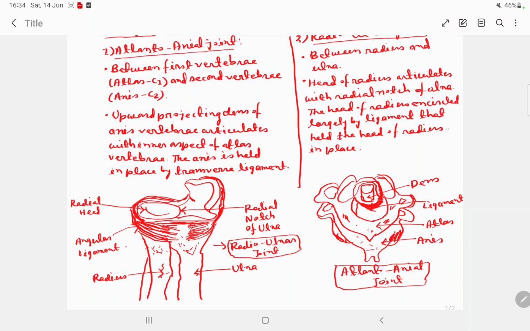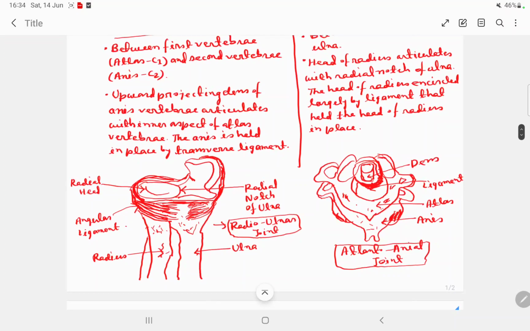The head of the radius is encircled largely by a ligament, which is known as the angular ligament. This is the transverse ligament and this is the angular ligament. The angular ligament holds the head of the radius, that is this portion, in place.